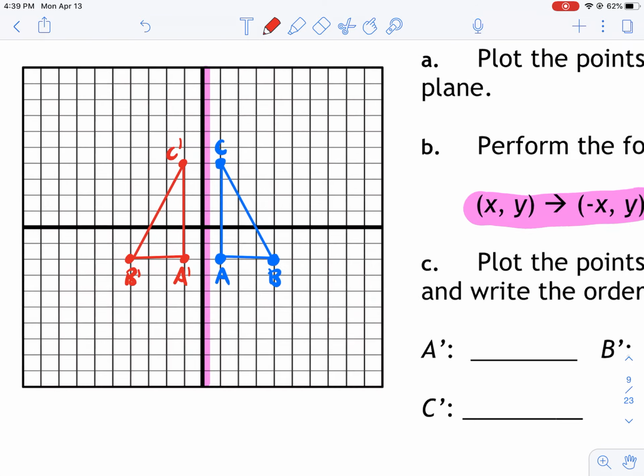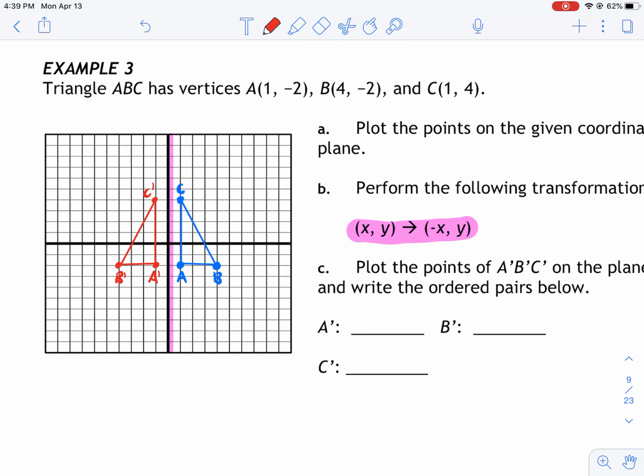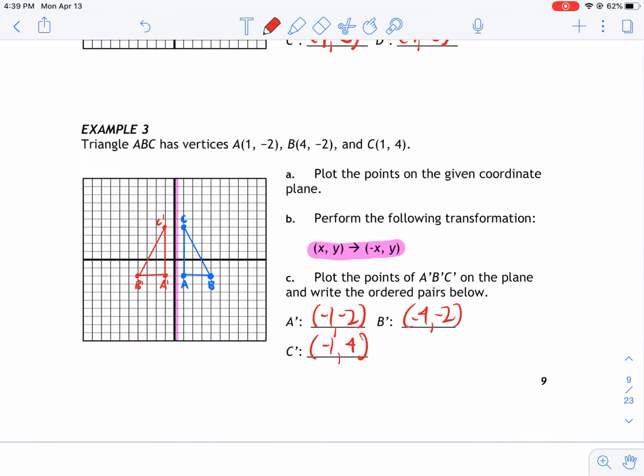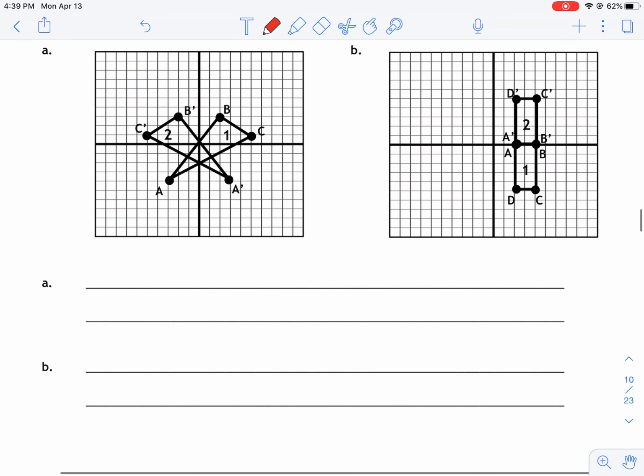Okay, so this is A prime, B prime, C prime. Let's get the ordered pairs. You can use this notation here to get it. You can use your symbolic representation and just change every x coordinate to its opposite. So it's real fast. It'll be (-1, -2) for A prime, (-4, -2) for B prime, and (-1, 4) for C prime. Okay, so that's example 3.